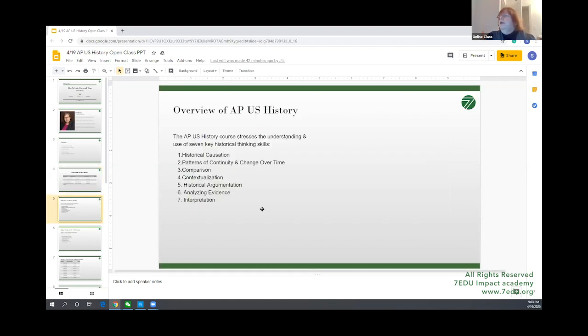Now, the AP US History exam stresses the understanding of the 7 key historical thinking skills. Historical causation, where you look back to see what issues were going on that led to a specific event in history. You have patterns of continuity and change over time. This is where the themes come in, and we'll talk about those later. Comparison, that's where you can compare different opinions of what was the cause or the outcome of a specific historical event.